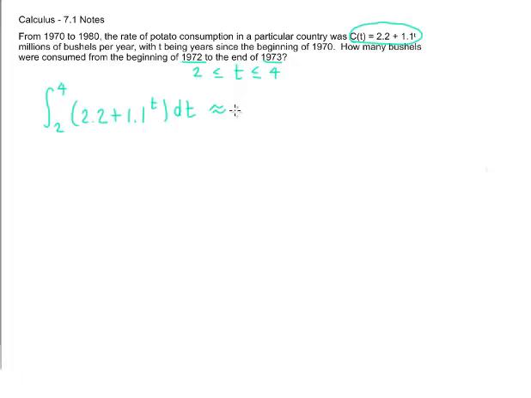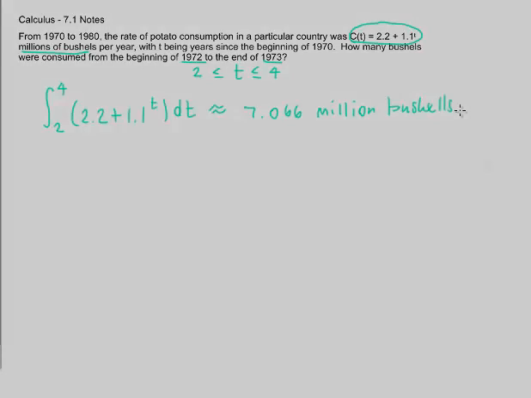And what you're going to end up with is the number 7.066. And 7.066 is your number. But remember, we're talking about in millions of bushels. So this is 7.066 million bushels of potatoes consumed by a particular country.